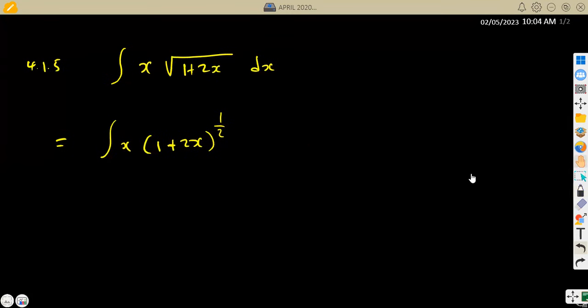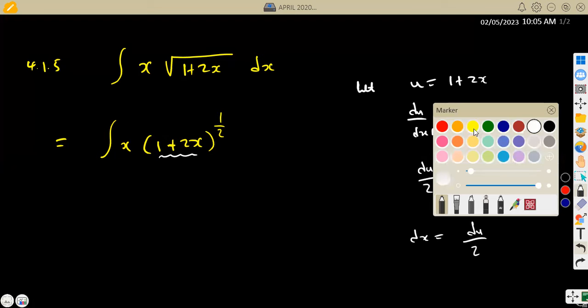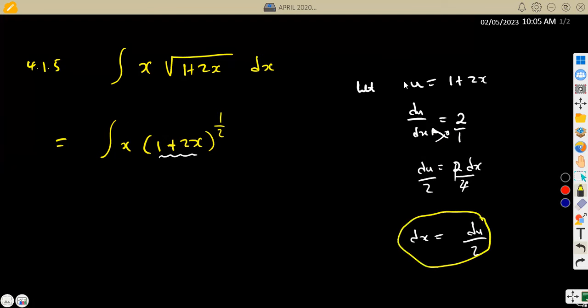You're just going to introduce u. Remember our substitution: let u be equivalent to 1 plus 2x. If u is equivalent to 1 plus 2x, we need the derivative of u with respect to x. 1 is a constant, so that's a 0 there. Then we've got 2x, whose derivative is 2. Then we make dx the subject: du is equal to 2 dx. Then we divide by 2 to make dx the subject. So our dx is going to be du over 2.